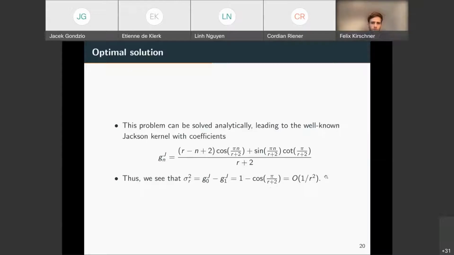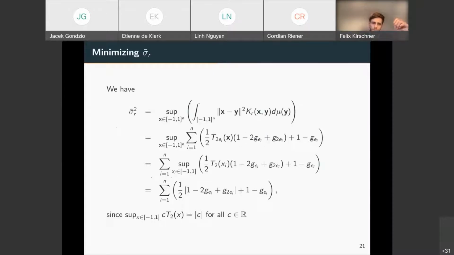So yes, that is what I wanted to say about the Jackson kernel. Now in the next step, to actually bound the rate of convergence of the approximation that we're getting, we need to minimize sigma bar R, right? So for this we will for now jump to the multivariate case just to calculate an expression for sigma R bar squared.